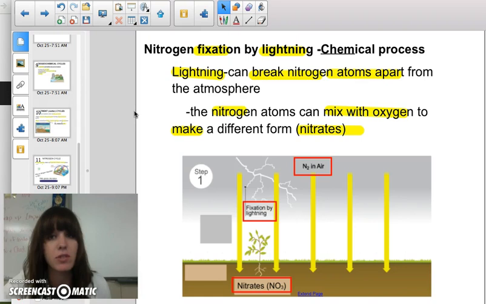One way is through lightning, and this is a chemical process. So lightning can break nitrogen atoms apart in the atmosphere and turn it into NO3 or nitrate, so that nitrogen gas that plants cannot use is fixed by the lightning during lightning storms and turned into NO3 in the soil, which plants can take up and use. So plants really do rely on this process of nitrogen fixation to get the nitrogen that they need.